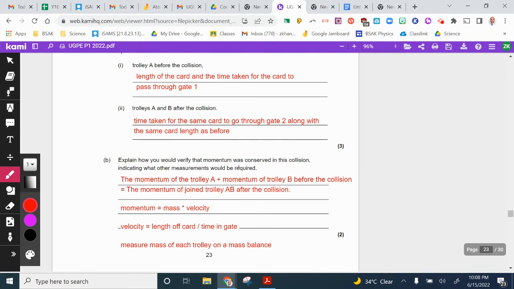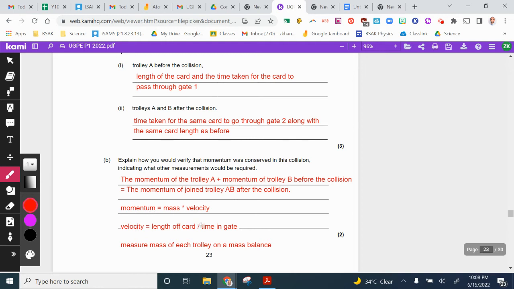Now, indicating what other measurements we would need to take, well, momentum equals mass times velocity. That's not a measurement, that's a calculation. I've just written it there because I've said what the conservation of momentum is. So we've already discussed how we're finding the velocity of A and B. We've already talked about that. But now what we need to do is find the mass. Okay, so measure the mass of each trolley by putting it on a mass balance.